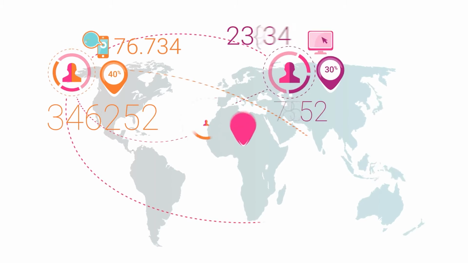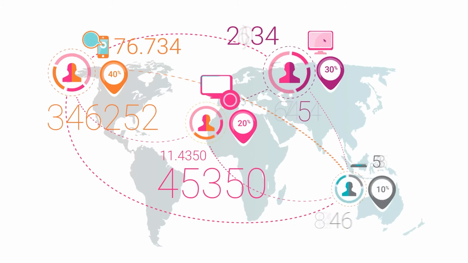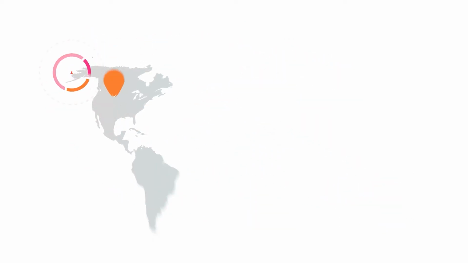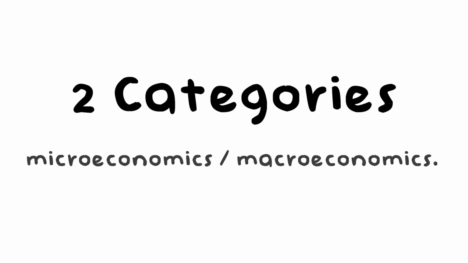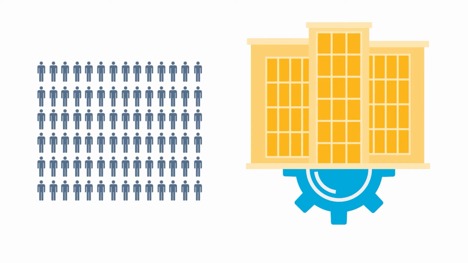Economics is a broad field that aids us in comprehending historical trends, interpreting current events, and making predictions about the future. Economics is divided into two categories: microeconomics and macroeconomics. Microeconomics focuses on individuals and business decisions. It covers the smaller scale of the community.